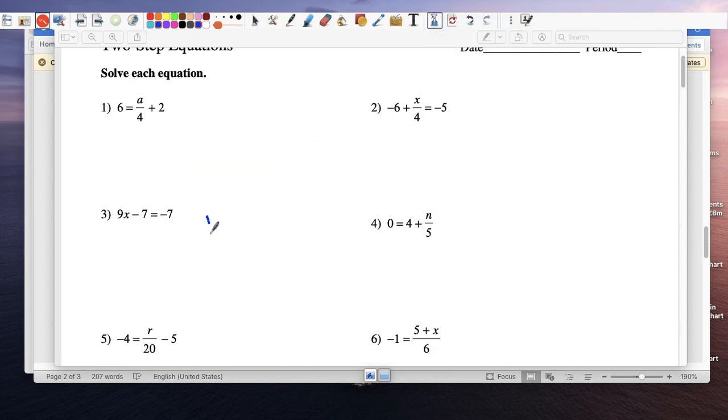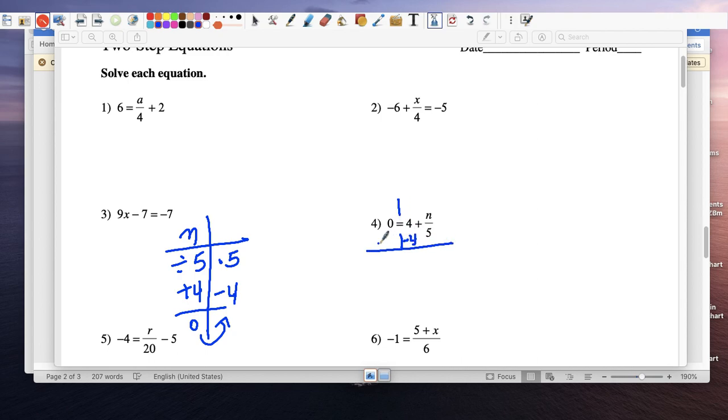Second one, story. N is my variable. It's being divided by 5, then I add 4. Somehow it gives me 0. What did I start with? Well, let me subtract 4 and then multiply by 5. So subtract 4, minus 4, minus 4. The 4s will go away. On the left side, 0 minus 4 is negative 4, and then I'm left with n over 5. Done. Now it tells me to multiply both sides by 5. That becomes 1, and n equals negative 20.